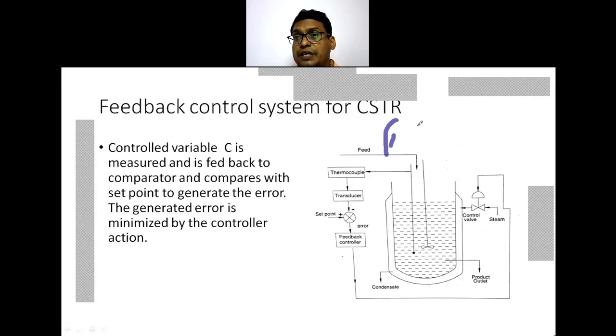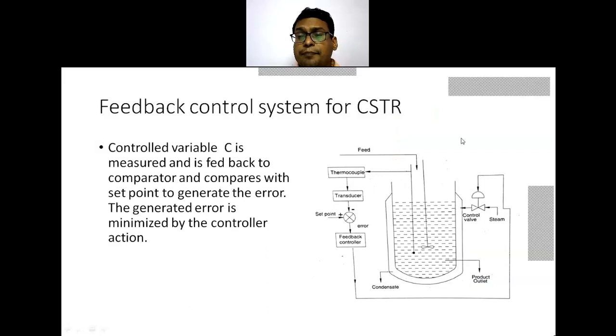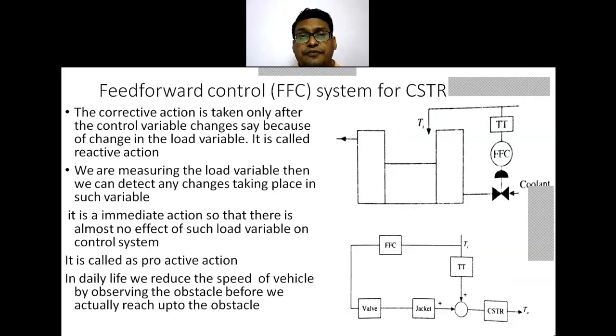We are measuring the temperature of the feed. That is the difference. In feedback we are measuring the final product outlet temperature, and in feed forward, the measurement is of the feed which is entering. That is the major difference between the feed forward and the feedback system.